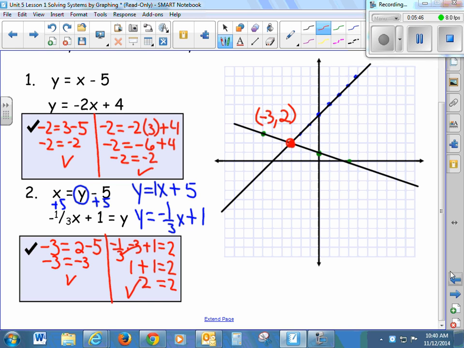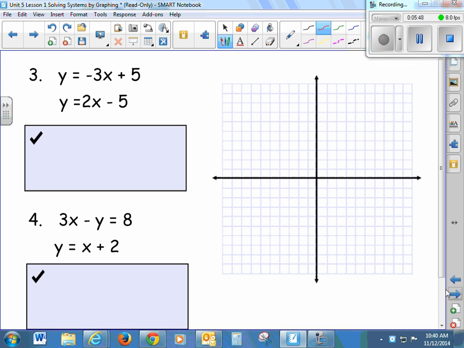Let's go ahead and have you do these two, number 3 and number 4, in your notes for homework this evening, and we will pick up with this in class tomorrow. Remember to isolate for y for any of the equations that are not currently isolated for y.